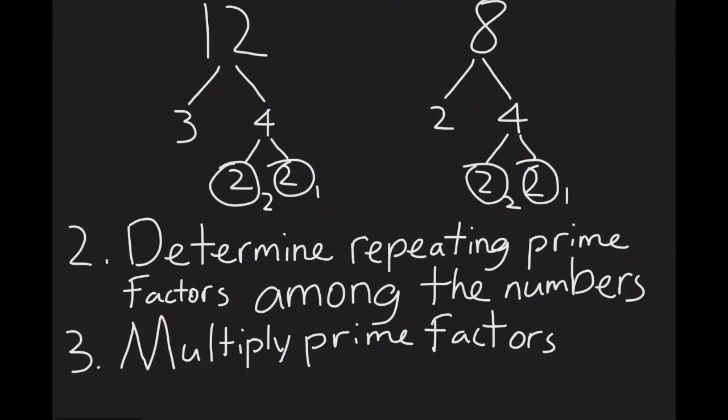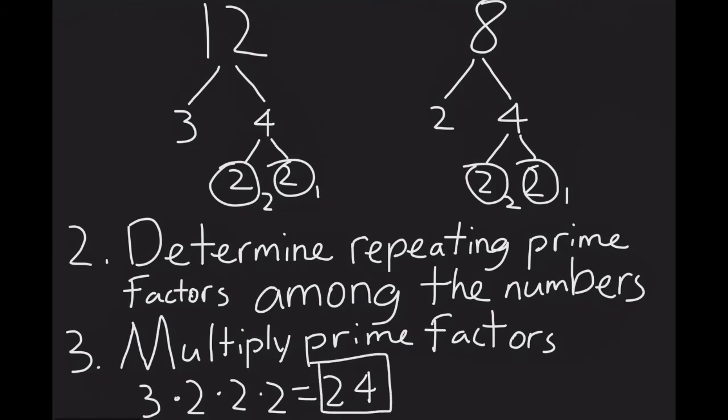Alright, so let's start writing them down. So 3 times 2. So these are the non-repeated prime factors. But then there are 2 2's. So instead of multiplying 4 more 2's, we're only going to multiply 2 more 2's, because they're both repeated within the numbers. So therefore, 3 times 2 times 2 times 2 equals 24. And 24 is the least common multiple between 12 and 8.